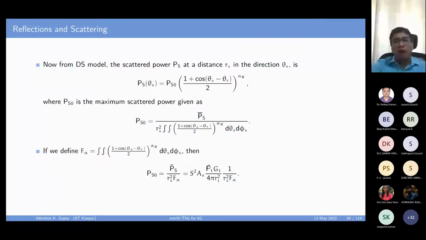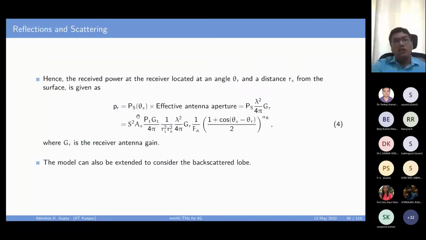I put this back into the original equation to get the total received power at the receiver located at angle theta s and at distance rs, which is given by Ps theta s into the effective antenna aperture. The effective antenna aperture we know is given by lambda square upon 4 pi into GR. You multiply by that Ps, whose formula we already know. So this will be the scattered power. Let's look at this equation.